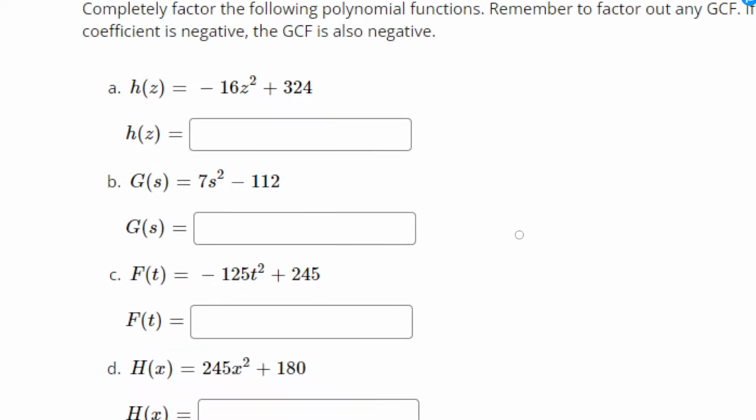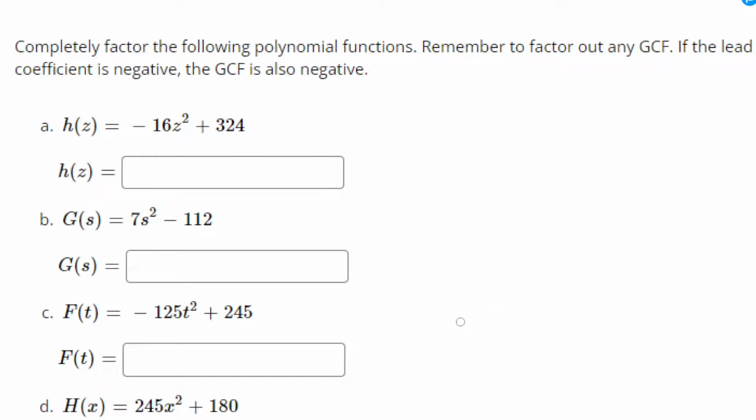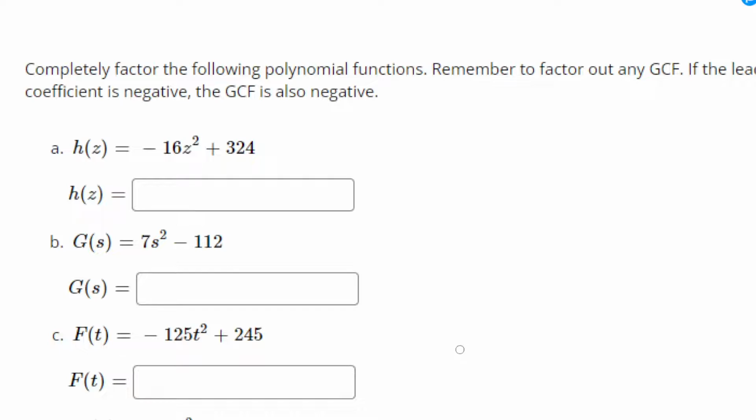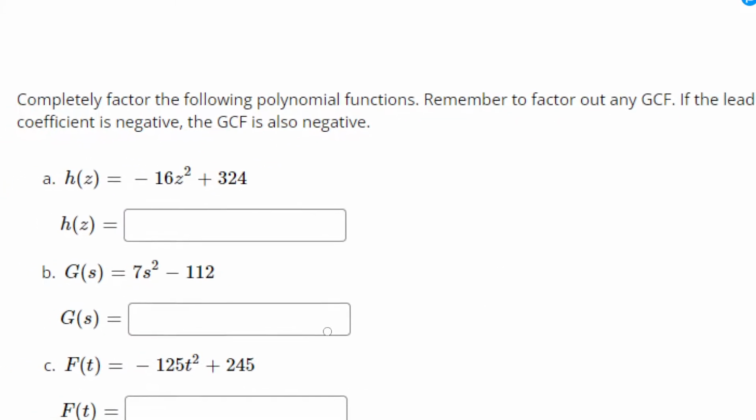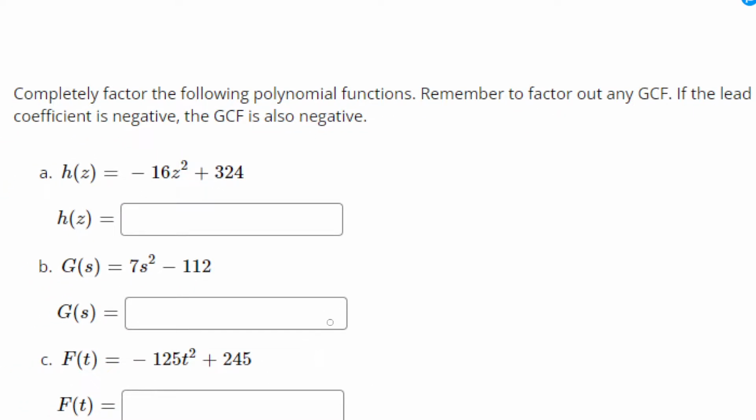Completely factor the following polynomial functions. Remember to factor out any GCF. If the lead coefficient is negative, the GCF is also negative. So this one, we need to factor out the GCF of this.